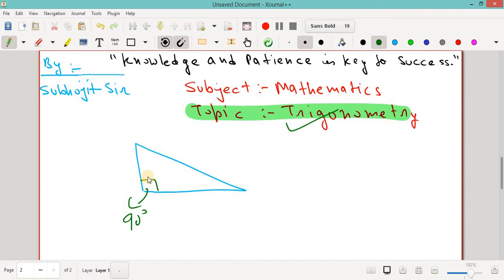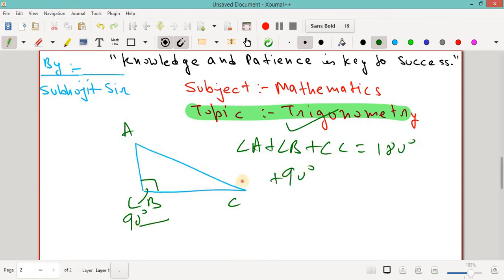So as per the laws of triangles, we know that suppose this is A, this is B and this is C. Angle A plus angle B plus angle C will be 180 degrees. Now if we equate B, that is 90 degrees here, then angle A plus angle C will be 90 degrees. Now angle A plus angle C will be what?